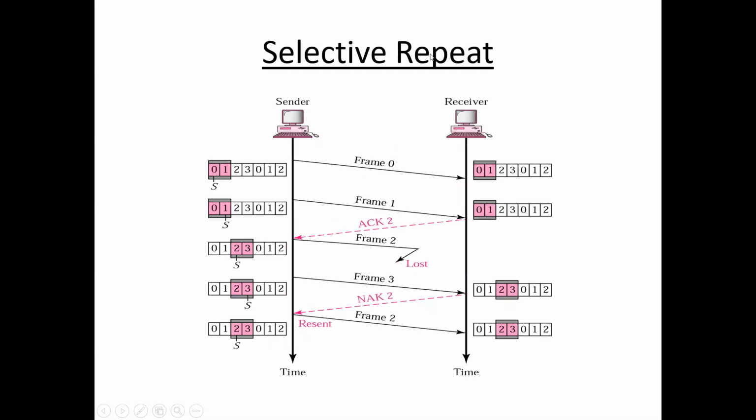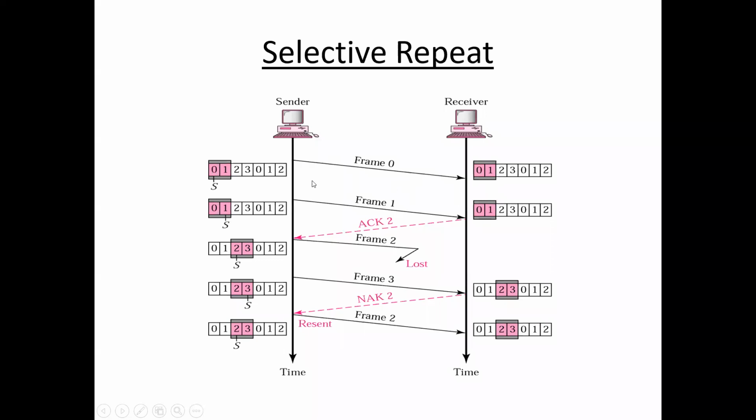And next, selective repeat. Here in selective repeat, sender window size is more than 1 and receiver window size is also more than 1. Here sender window size is 2. So here receiver window size is 2. So sender window size 2 is more than 1 and receiver window size 2 is more than 1.